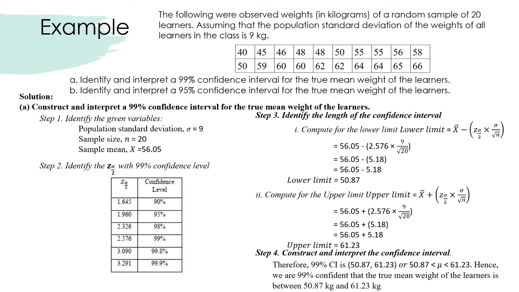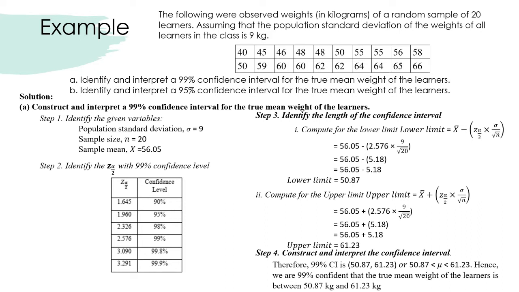Second, compute for the upper limit, having a formula of x bar plus z alpha half multiplied to sigma divided by the square root of n. Let's substitute again the given. We will now have 56.05 plus 2.576 multiplied to 9 divided by the square root of 20. Let's simplify again the equation having the parentheses. That is 5.18. So we will now have 56.05 plus 5.18. Our upper limit now becomes 61.23.